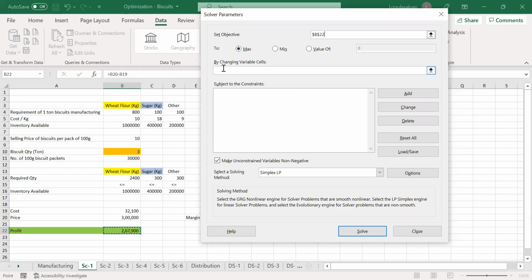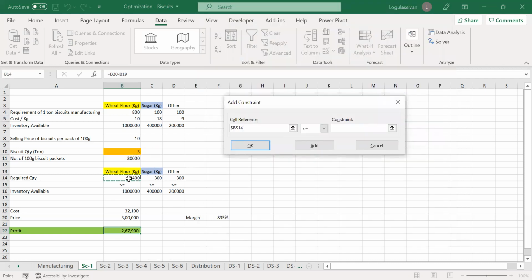So maximize is selected. Then next comes the variable. Here the variable is completely the biscuit quantity, how much is manufactured. So it decides the profit. So I am selecting that cell. There is only one constraint which we have highlighted, which is the inventory. So that means the quantity, whatever is required or consumed, should be less than or equal to the inventory level.